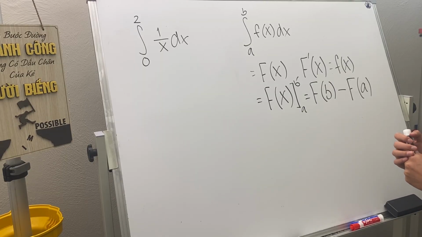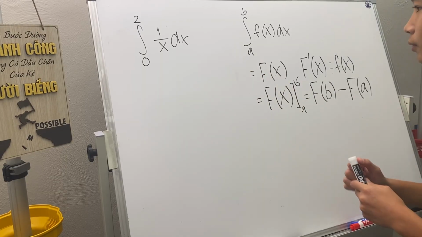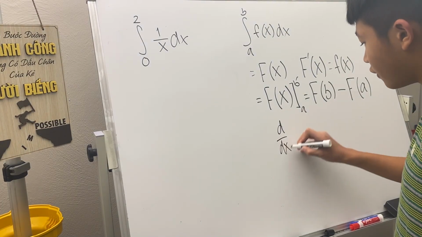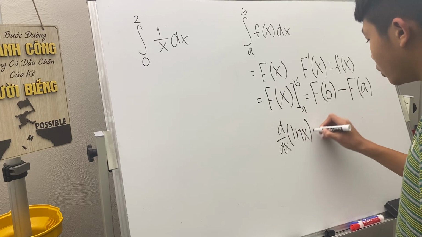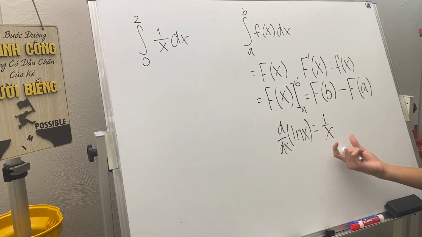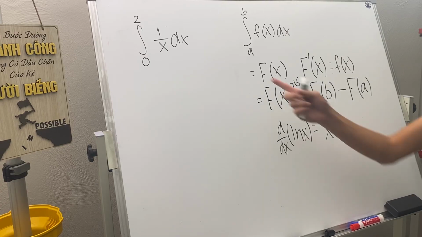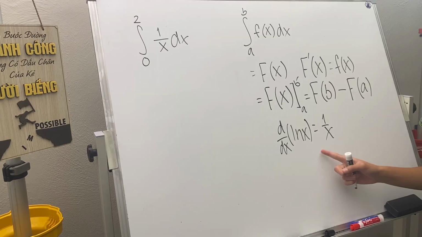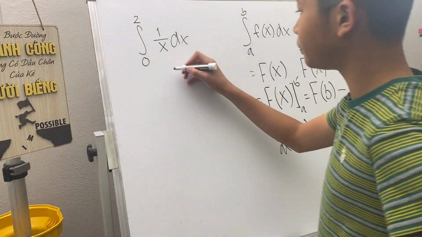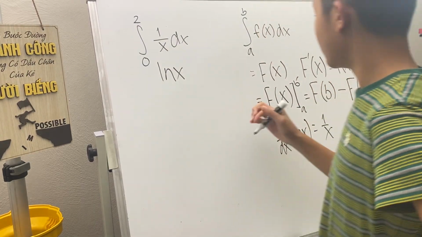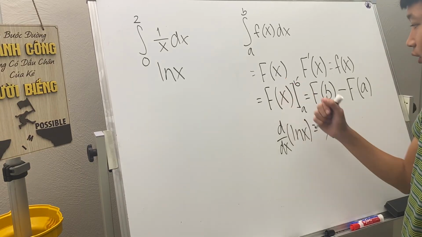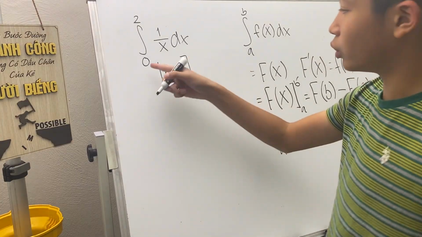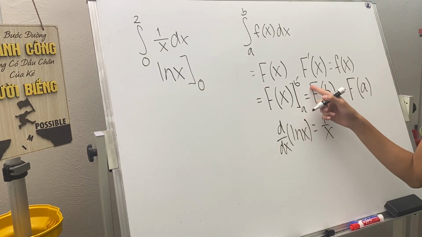Let's do the same thing for this problem. Well, you know that the derivative of ln x is equal to 1 over x, right? So if you integrate this, you get this. If you differentiate it, you get this. So the antiderivative of this is ln x. This is capital F of x. Then you got to plug in the lower limit, a, which is 0, and the upper limit, b, which is 2.